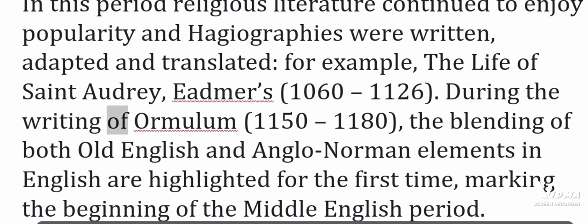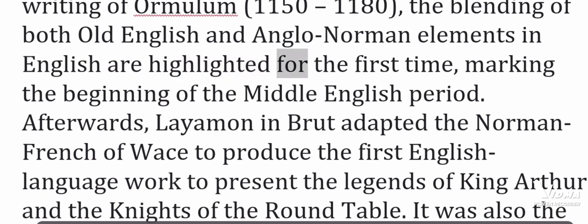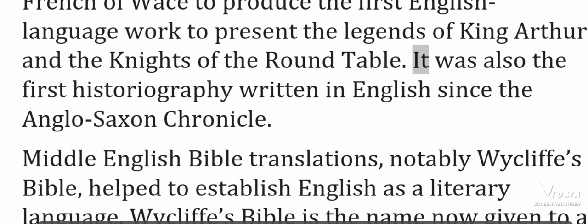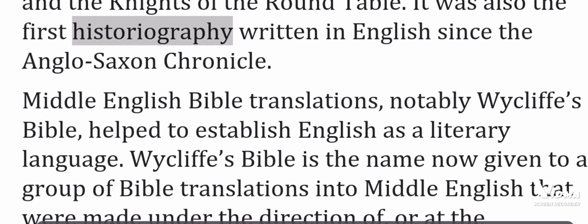With the writing of the Ormulum, 1150 to 1180, the blending of both Old English and Anglo-Norman elements in English is highlighted for the first time, marking the beginning of the Middle English period. Afterwards, Layamon's Brut adapted the Norman French of Wace to produce the first English language work to present the legends of King Arthur and the Knights of the Round Table. It was also the first historiography written in English since the Anglo-Saxon Chronicle.